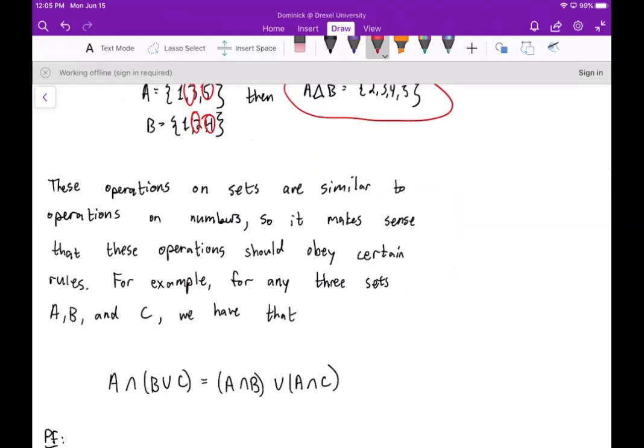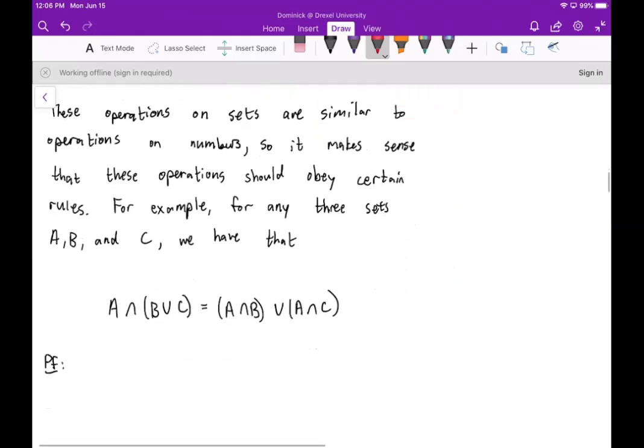Okay. Now, these operations on sets are similar to operations on numbers, right? You can think of union as sort of being like addition. You can think of intersection as sort of being like multiplication, and set difference just being like your regular difference, right? Now, since they're sort of similar to our operations on numbers, it makes sense that we should have certain rules and certain identities, right?